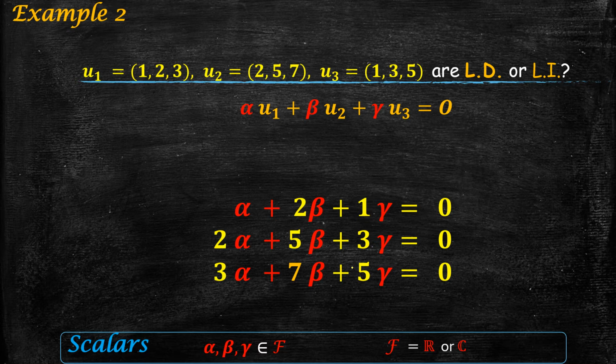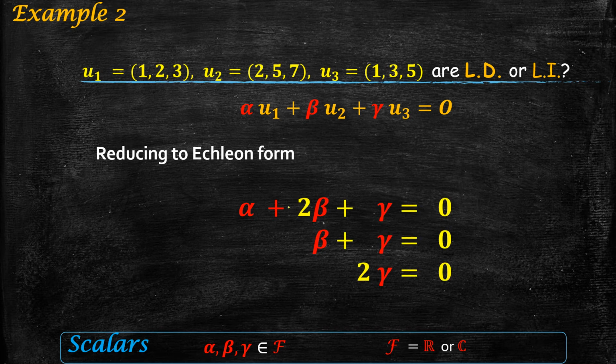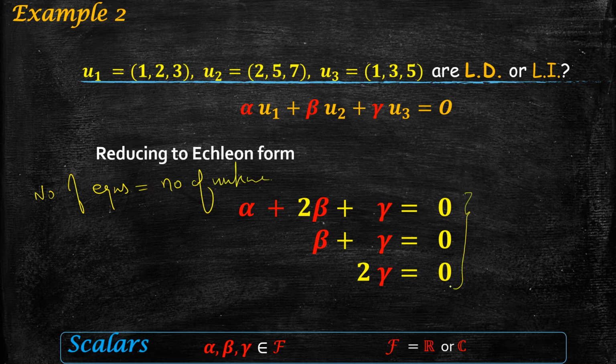Reducing this system to echelon form by applying row operations, we have alpha plus 2 beta plus gamma equals 0 and 2 gamma equals 0. The number of equations equals the number of unknowns. In this homogeneous system of linear equations, we will have the zero solution, that is alpha equals beta equals gamma equals 0. Scalars alpha, beta, gamma are 0. I can say here that u1, u2, u3 are linearly independent.